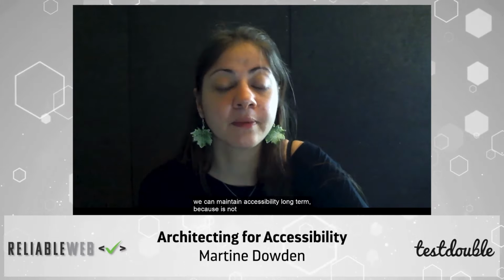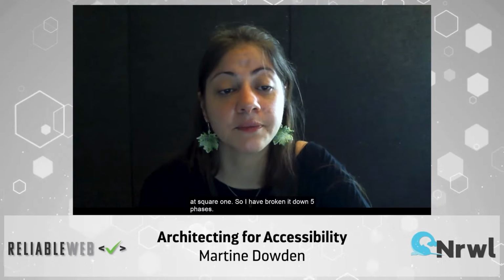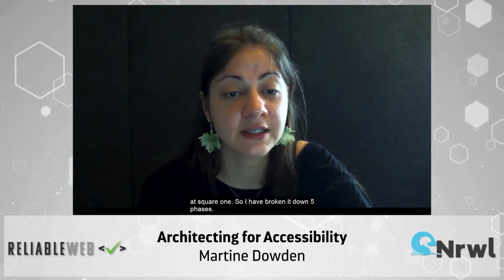So we know what we need to do, and we're getting people on board with the idea. We have baselined our application. Now the real work begins. So let's break it down into phases so that it does not become overwhelming, and so that we can maintain accessibility long term. Because accessibility is not a one and done. If we overhaul our app and then don't consider accessibility again until the next audit, we'll find ourselves back at square one. So I've broken it down into 5 phases.